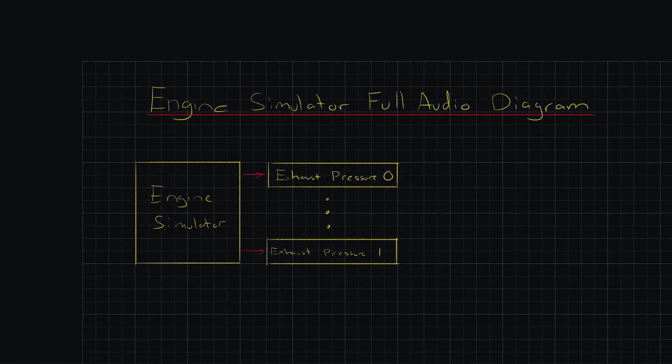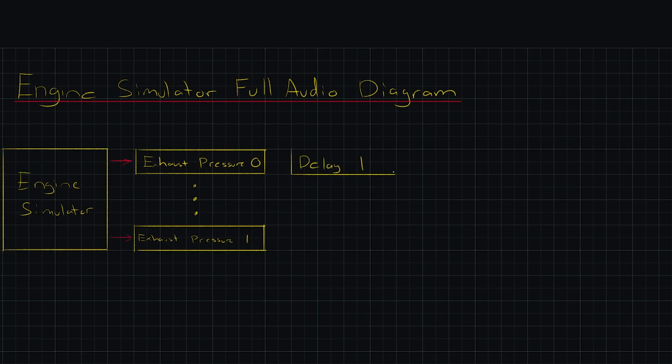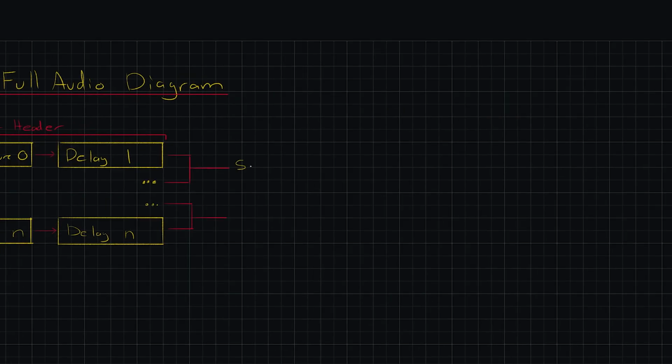This is exactly how Engine Simulator works, except instead of rooms, we want the impulse responses of exhaust systems, and the input sound signal is the pressure wave that we simulated earlier with the fluid simulation.